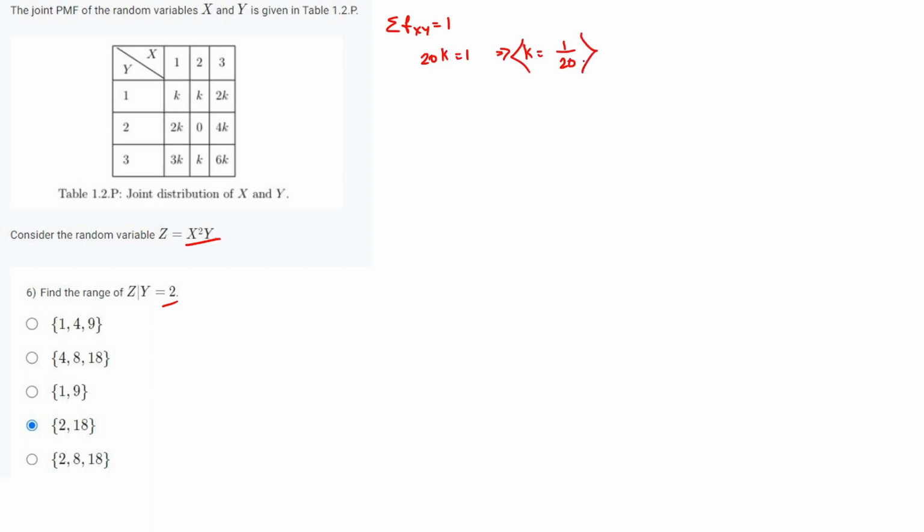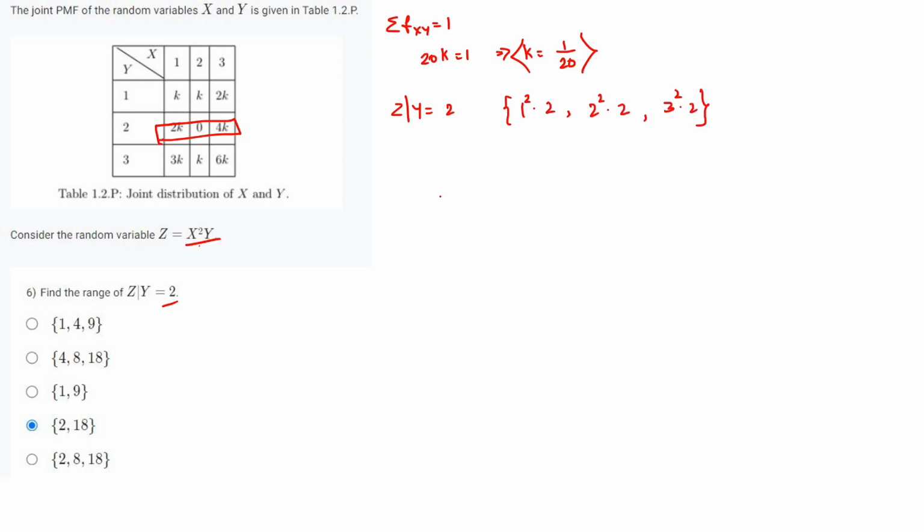Now for the range of z given y is equal to 2. If y is given as 2, it means that we'll have to consider this particular row. What are the different values of z here? Z is nothing but x square y. So that is 1 square into 2, comma, 2 square into 2, comma, 3 square into 2.